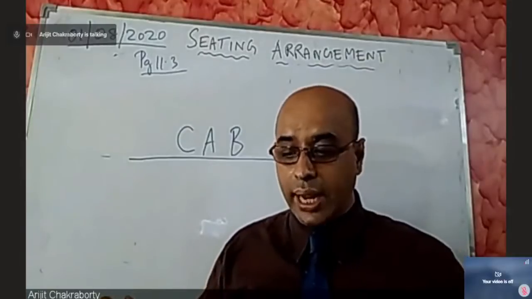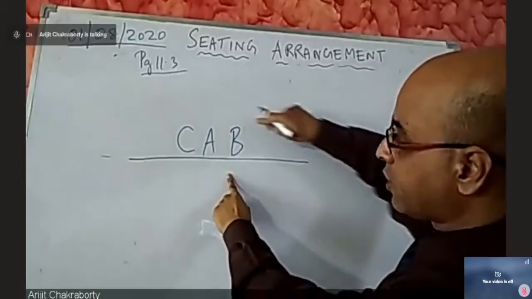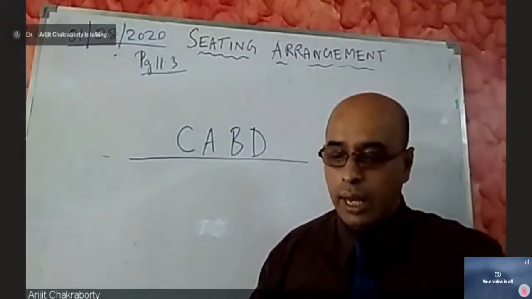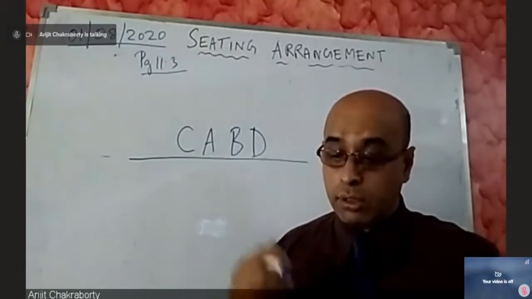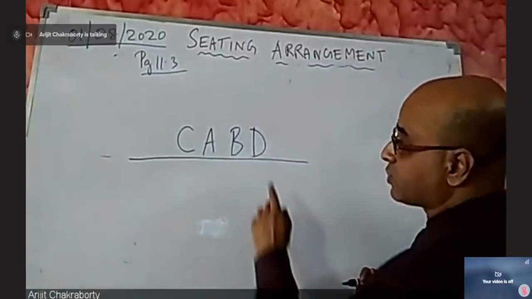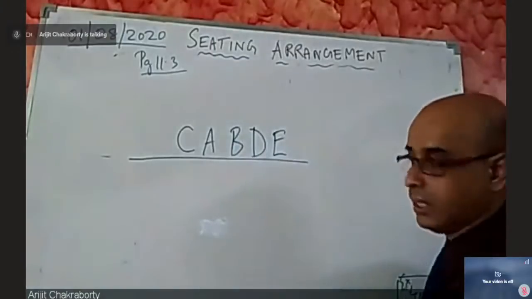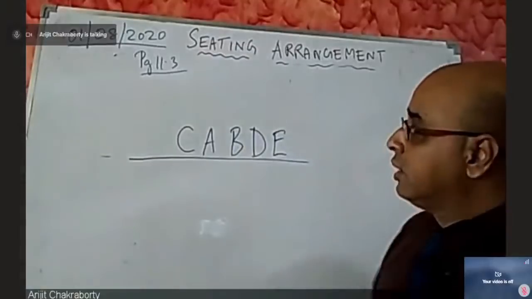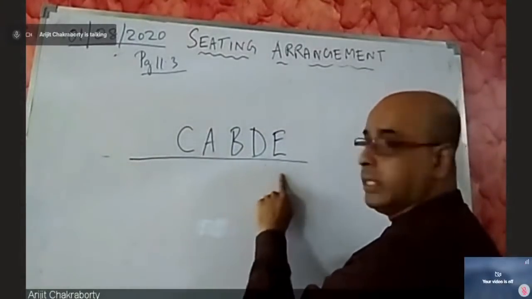D is to the right of B. So on B's right hand side is D. And to the right of B, but on the left of E. That means E is here, D is to the left. So as per the conditions given in the problem, the order is C, A, B, D, E.